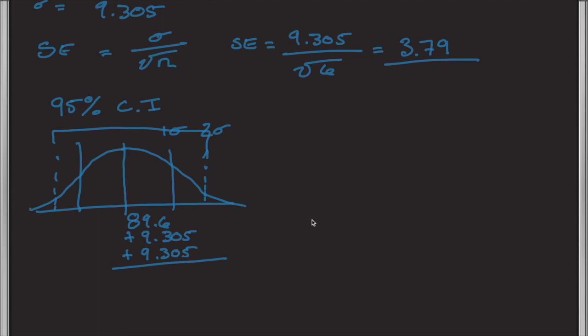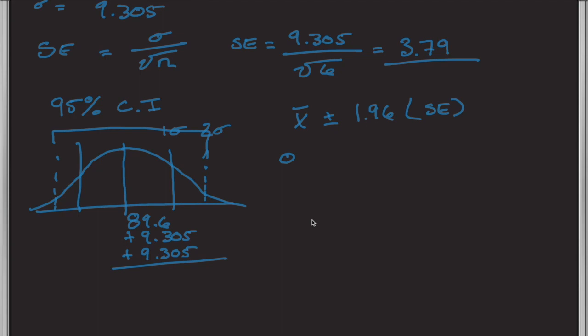To calculate a 95% confidence interval, all we're going to do is take our population mean, so our x bar here, plus or minus 1.96 standard deviations, so close to that 2, not exactly that 2, but pretty close to it, times our standard error, which is 3.79.